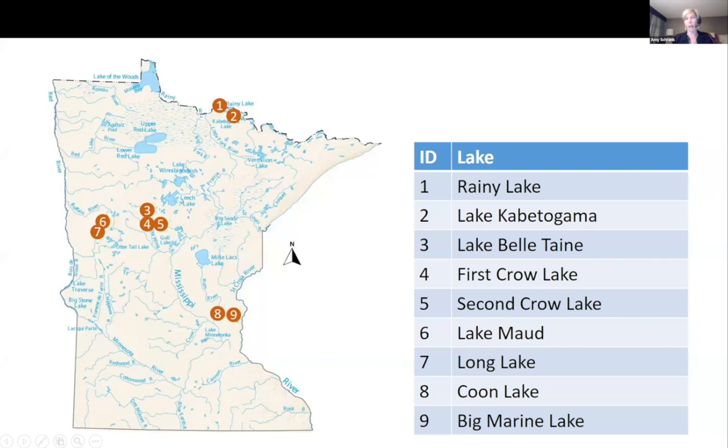And these are the lakes we asked that question in. So we had 9 lakes. The northernmost lakes were Rainy and Kabetogama up in Voyageurs National Park, and our southernmost lakes were down here near the Twin Cities, Coon Lake and Big Marine.